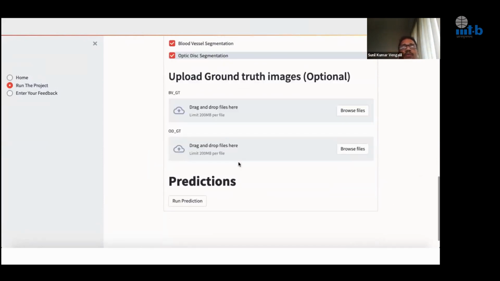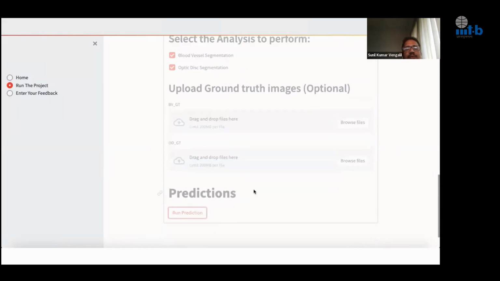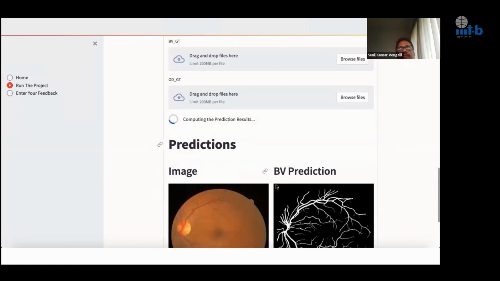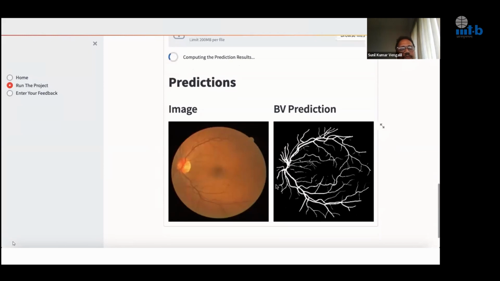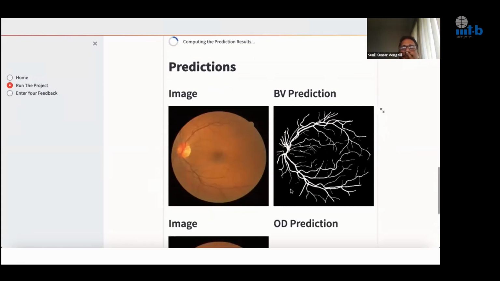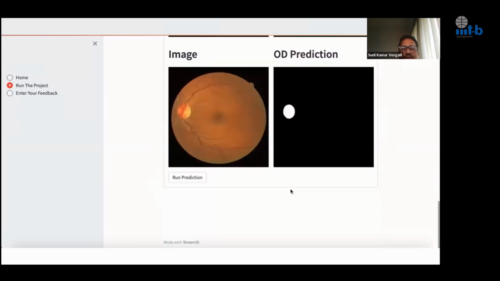Like here I want to do blood vessel and optic disc segmentation. The tool is currently integrated only with these two. Other things still need to be done. And I can get the predictions over these. Okay, so this is the blood vessel prediction, and what you see below is the optic disc prediction.